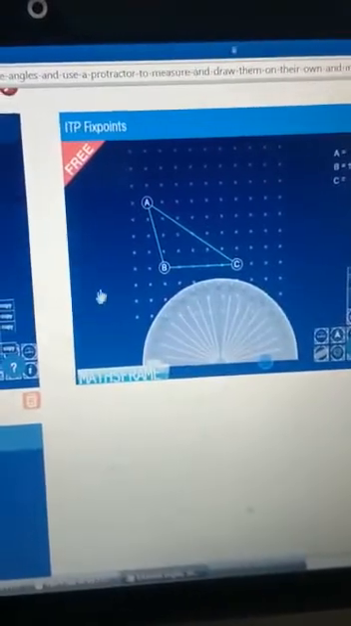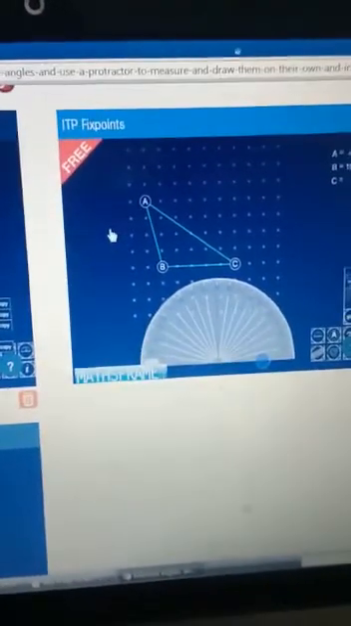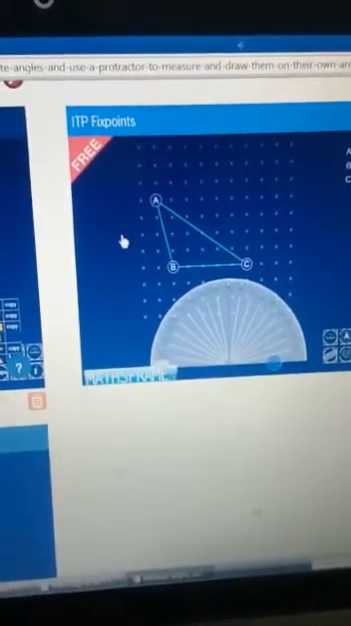And then the second one is estimate angles and use a protractor. There are several different games that you can choose from. Have a go, get really precise with your reading of angles using a protractor. Okay, so back to the work pack.